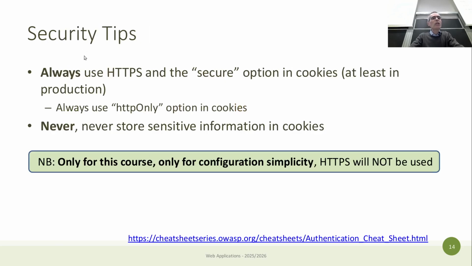Okay, security tips in general, but not for our case in this course. As I told you, always use HTTPS and the secure option in cookies, at least in production, and always use the HTTP only option in cookies. Okay? Never store sensitive information in cookies. So if you are the one that programs what is contained in the value of the cookie, never store sensitive values there. Okay. We will use a framework, so somebody else will decide what to put in the cookie for us. And that's good in a certain sense, because, as I told you, it's better not to reinvent anything, but just rely on good practices.